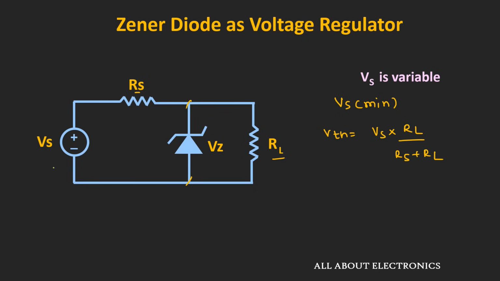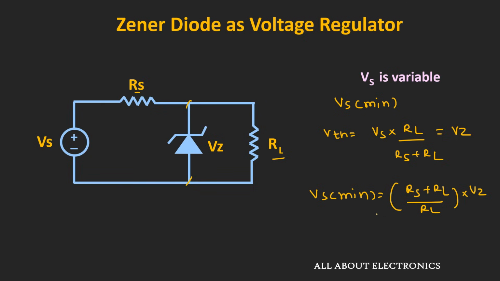Now from the expression, if you observe, as we reduce the value of Vs, the Thevenin's equivalent voltage which appears across the Zener diode will reduce, and if it goes below Vz, then the Zener diode will come out of the breakdown region. So the minimum value of this Thevenin's equivalent voltage should be equal to Vz, and from this we can find the minimum value of the supply voltage. So Vs minimum will be equal to Rs plus RL divided by RL times Vz.